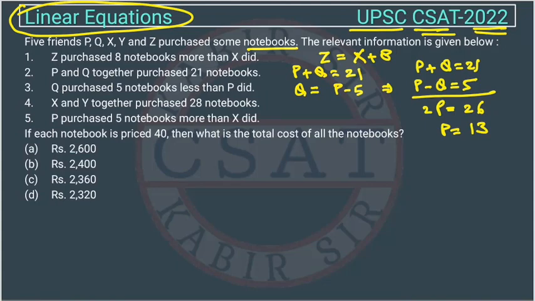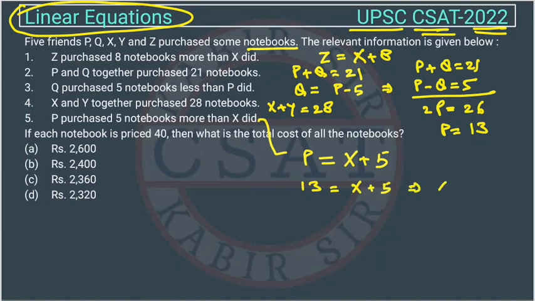Now X and Y together purchase 28 notebooks. So X plus Y is equal to 28. And from this equation, P purchased how much? 5 notebooks more than X did. So this is X plus 5. Right, from here we know P is equal to 13. So if we write 13 is equal to X plus 5, X will be how much? 5 will go this side, right? So it will be 8.